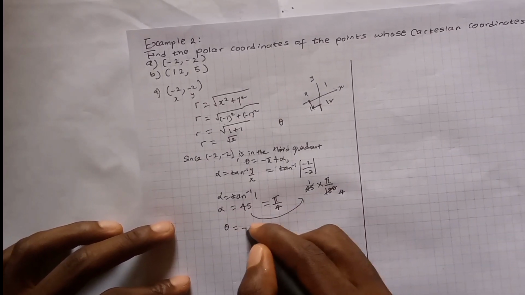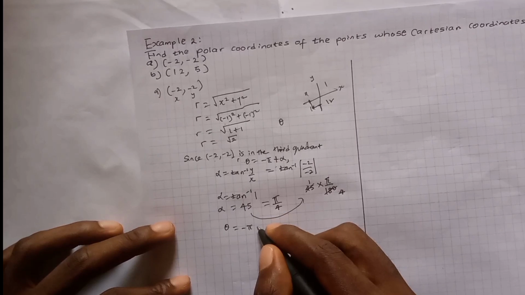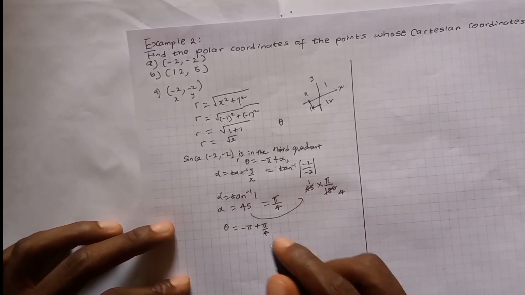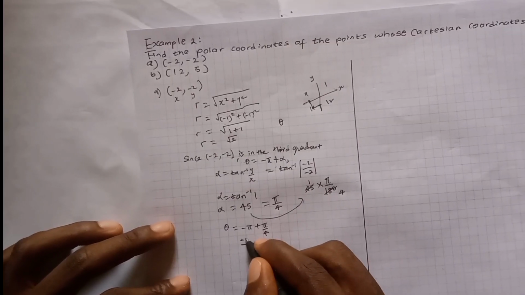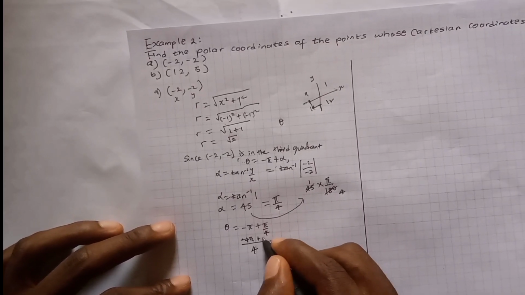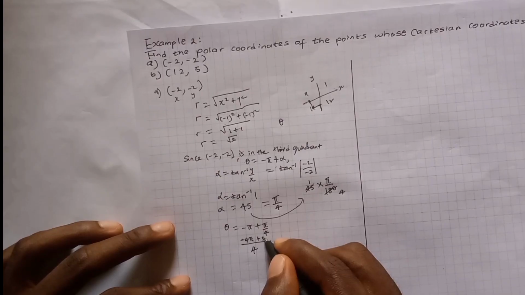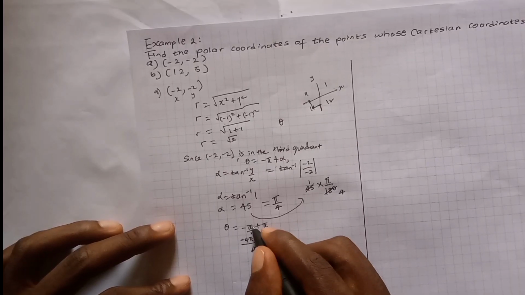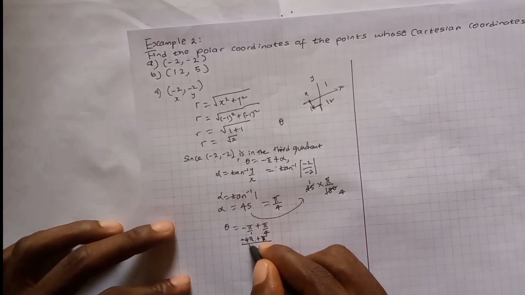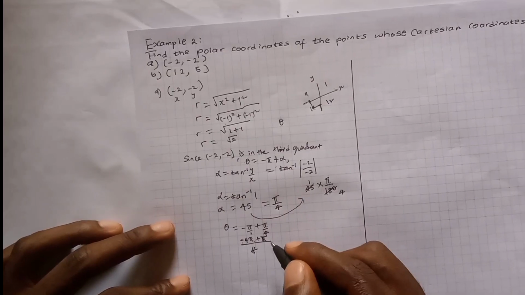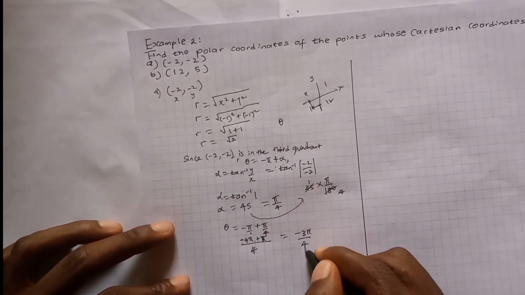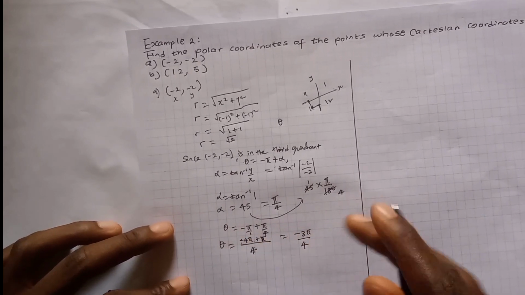Now time to find theta. Theta is what? Minus pi plus what? Alpha. So that's what? Minus pi plus pi over 4. Remember that alpha is what? Pi over 4. So this now becomes minus 4 pi plus pi, right? 4 divided by 4, 1 times pi, right? 4 divided by 1, 4 times minus pi, minus 4 pi. So we have minus 4 pi plus pi gives us minus 3 pi over 4. So this is the value of theta.